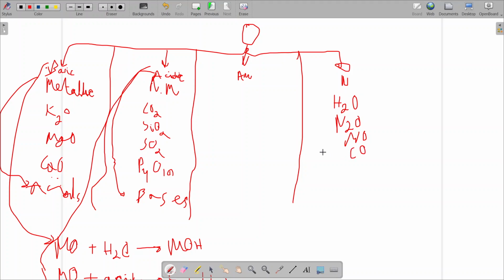Okay, just memorize them. Amphoteric, there's nothing really you need to know about them other than their chemical formulas. Amphoteric oxides can react with both acids and bases. These include ZnO, zinc oxide, lead oxide, and Al2O3.